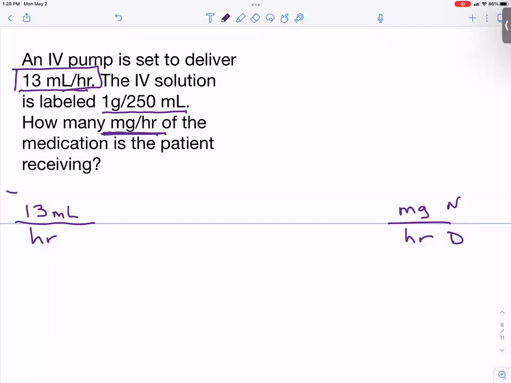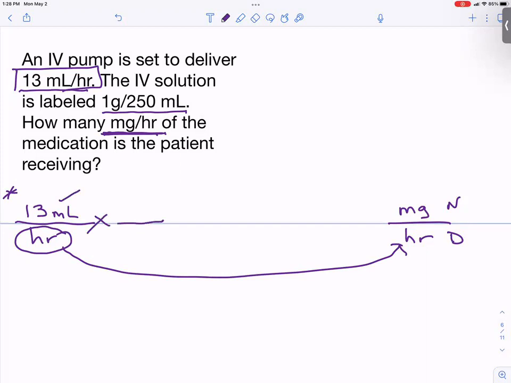Well, when I start with volume over time, if you look, I already have my denominator, hours. So how do I get rid of milliliters? Well, I look towards my problem. I've already used my 13 milliliters an hour. I already know what I'm solving for. So what can I use in my problem to get me to milligrams and get rid of milliliters? Well, I can use what's in my problem. If I say 1 gram is 250 milliliters, that gets rid of my milliliters.